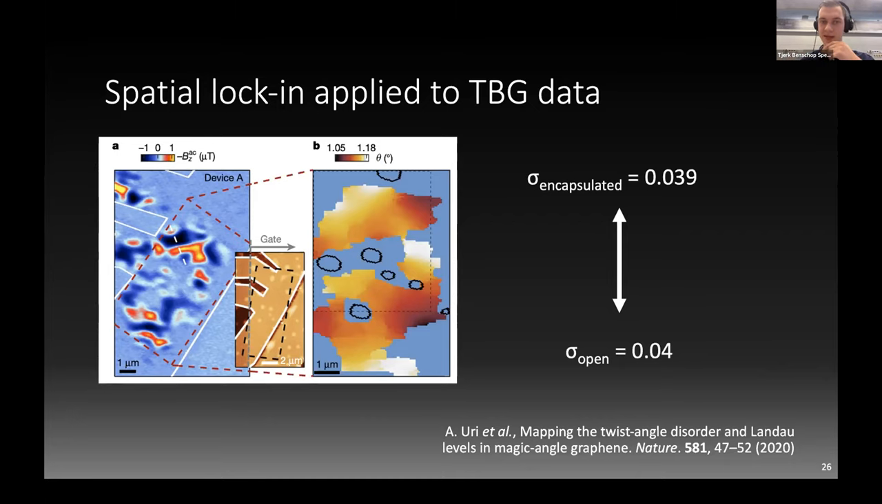And then, of course, this begs the question, why did we not see clear signatures of superconductivity yet in open twisted bilayer graphene devices? There might be multiple reasons for that. It might suggest at least a critical role for this top hBN layer.